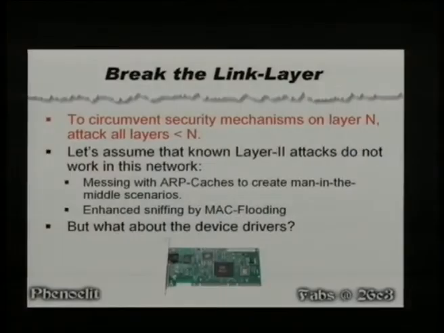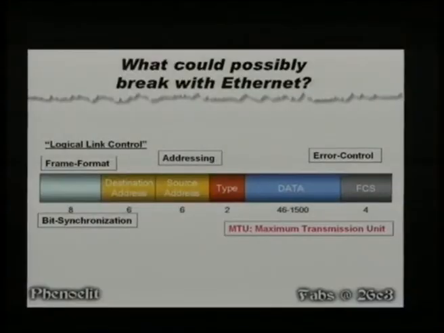Well, we're assuming that these normal things, ARP cache poisoning, MAC flooding, stuff like that, all does not work. And in reality, it probably does, but let's assume it doesn't, because otherwise it's going to be boring. Instead, what we do is we want to attack the device drivers. So what could there be to attack with Ethernet device drivers? I mean, there isn't much there.